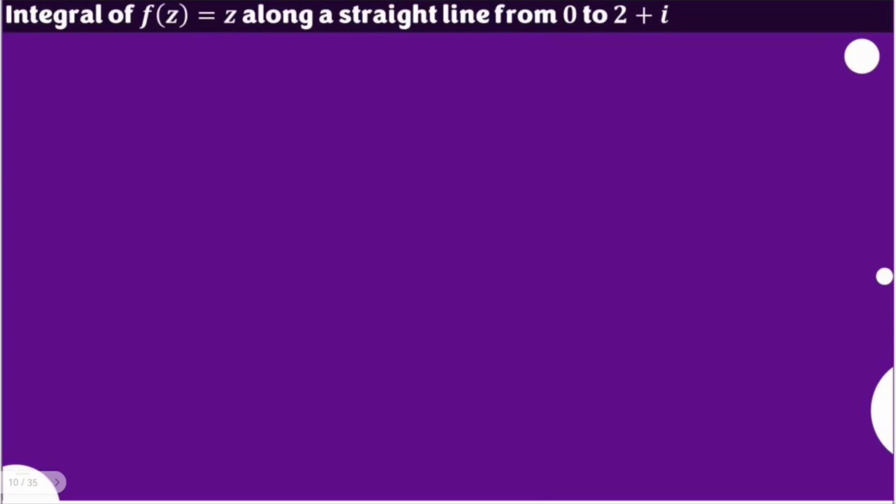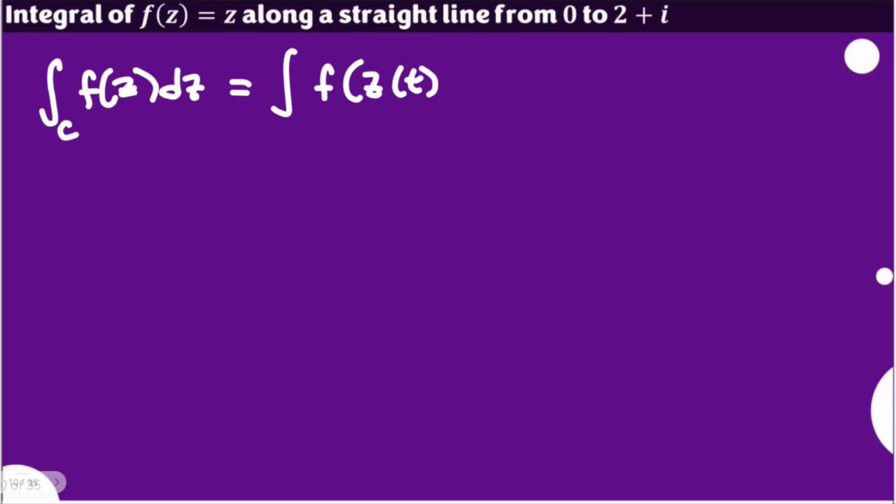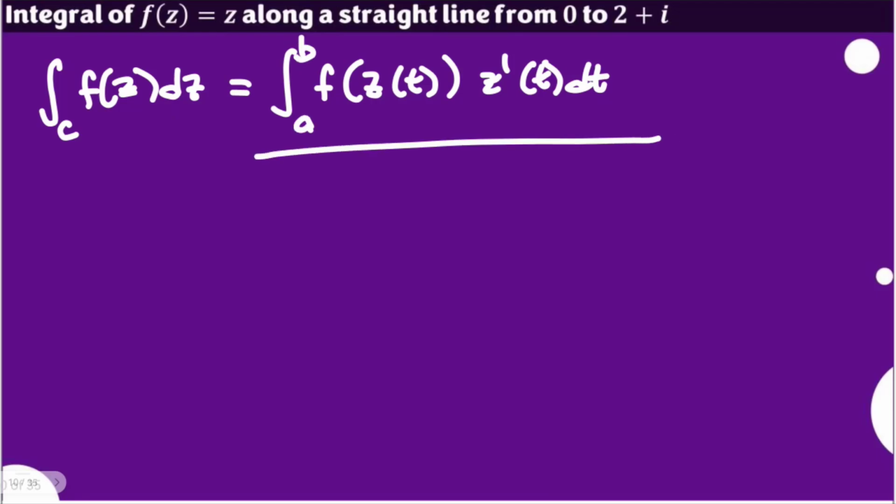For this video, let's solve for the integral of f of z, which is equal to z, along a straight line from 0 to 2 plus i. Here, we're going to use the formula for finding the complex integral of f of z along a certain path. It's identified as: the integral of f of z dz along the path C is equivalent to f of z of t times z prime of t dt from a to b. Whatever the result of this is, automatically that's the result of the given expression as well.